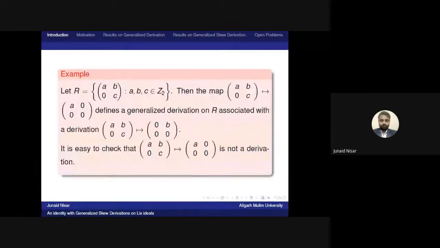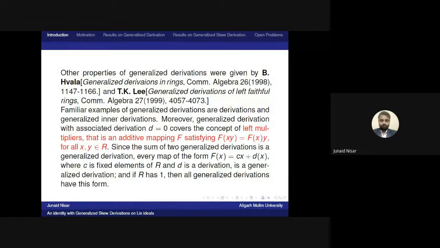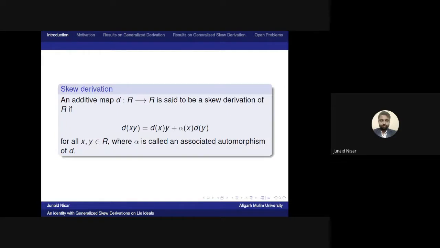This is an example. Other properties of generalized derivations were given by B. Hvala in Generalized derivations in rings, Communications in Algebra, and T.K. Lee. We also know that the generalized derivation with derivation D equal to 0 covers the concept of left multipliers. And also we know that the sum of two generalized derivations is a generalized derivation. So every map of the form F(x) = cx + D(x) is also a generalized derivation. Now we define skew derivation.